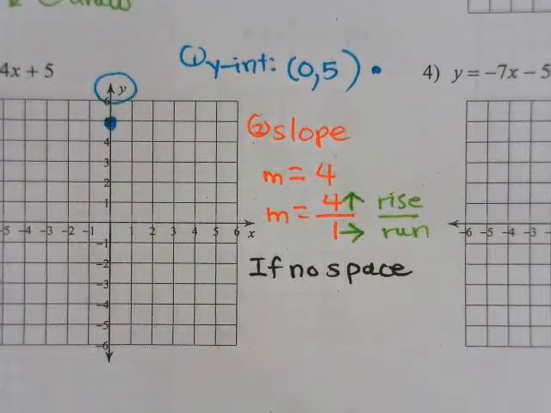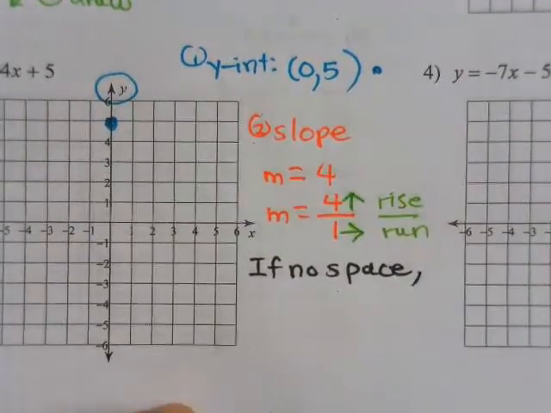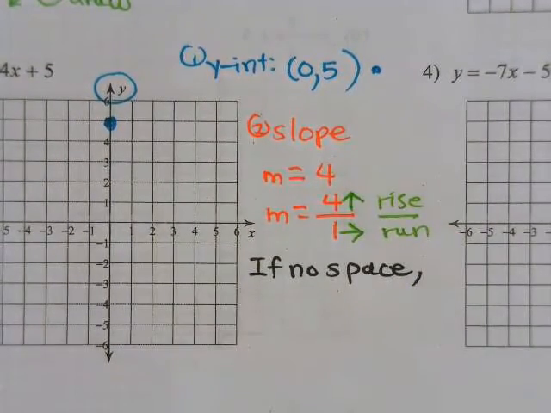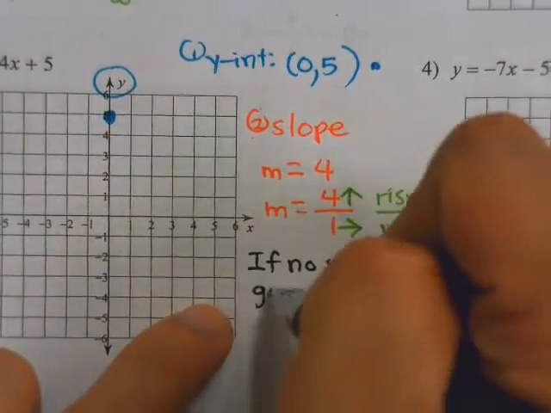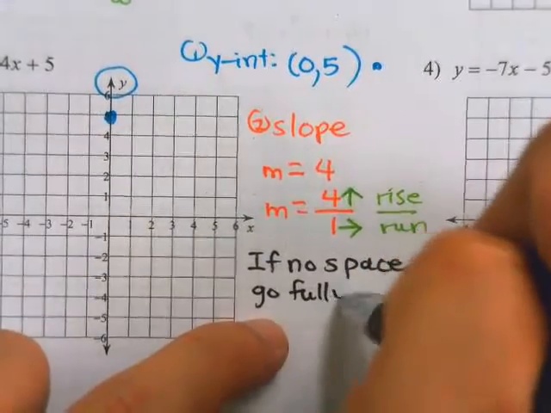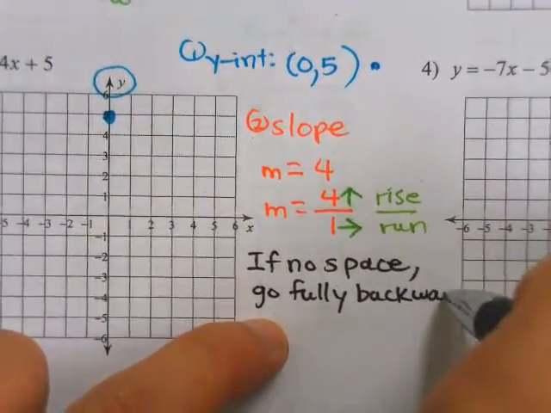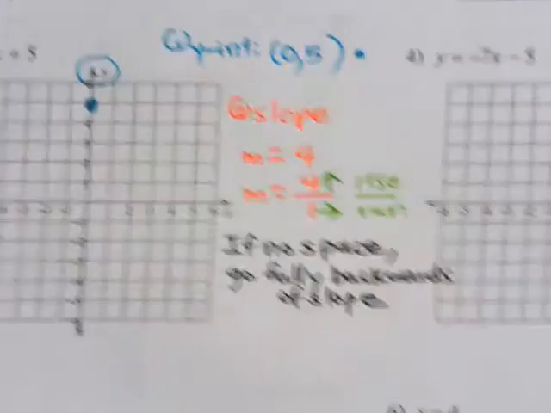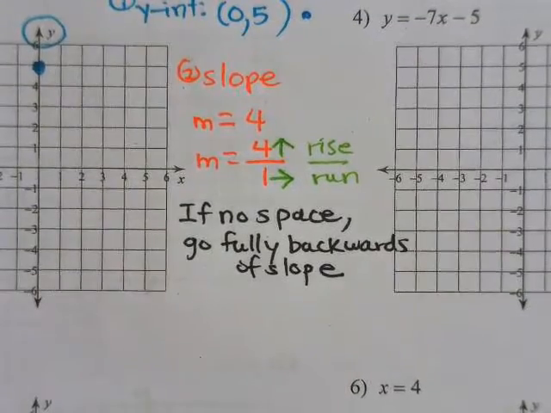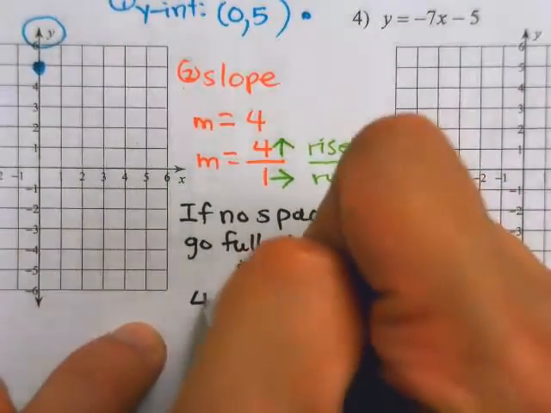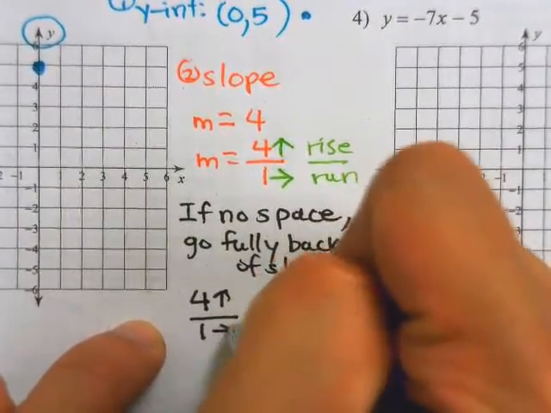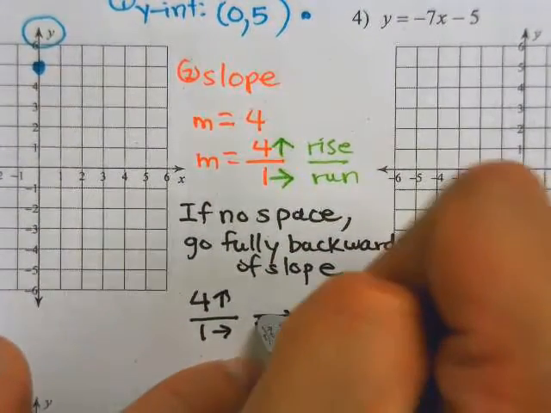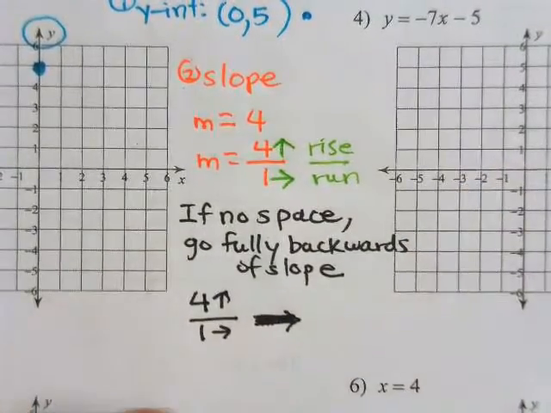If no space, very Hawaii of me. If no space, so you have to do it correctly first. Okay, you got to go 4 up, 1 to the right. If there is no space, you are going to go fully backwards. You're going to go fully backwards all the slope. Again, this is in the event that you do not have room.